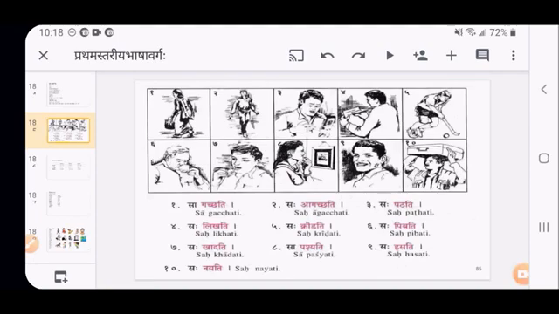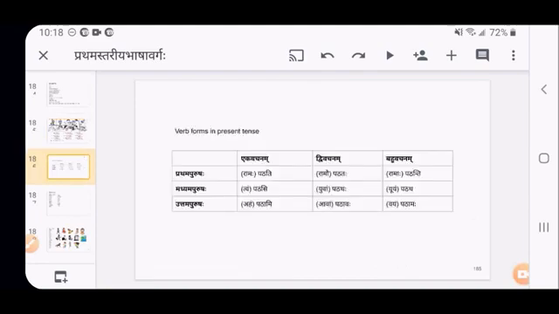The good thing about kriya padam is that they are the same for any lingam: Strilingam, Pullingam, Napumsakalingam. Otherwise, it would have been more complicated, right? So we just have Prathama Purusha, Madhyama Purusha, Uttama Purusha, and then Vachana. There is no linga difference. For any linga, the same forms are used.